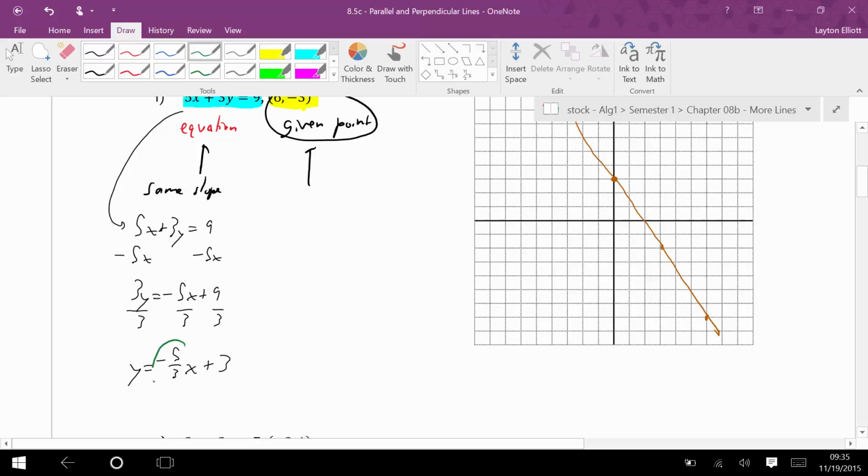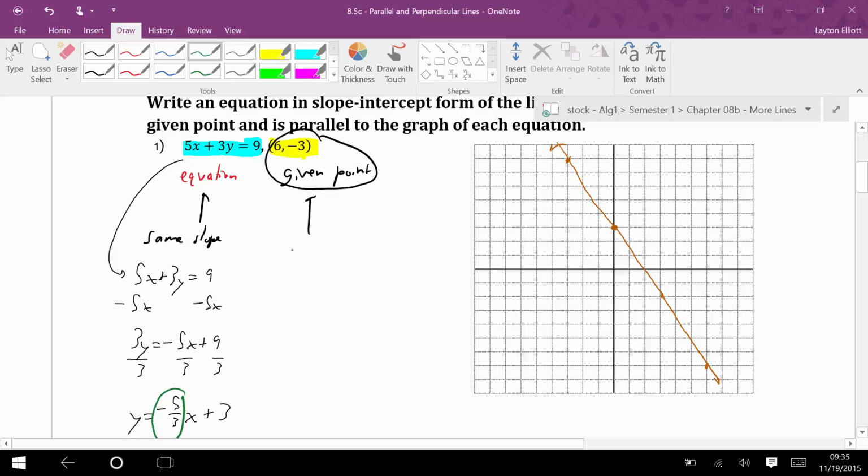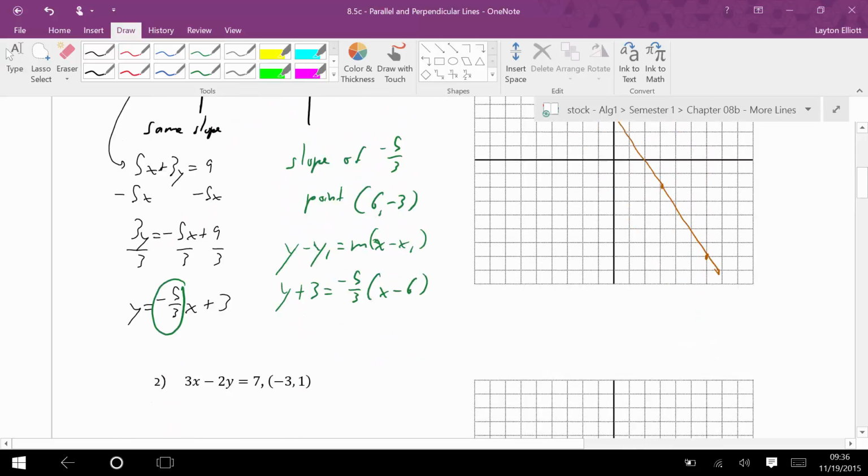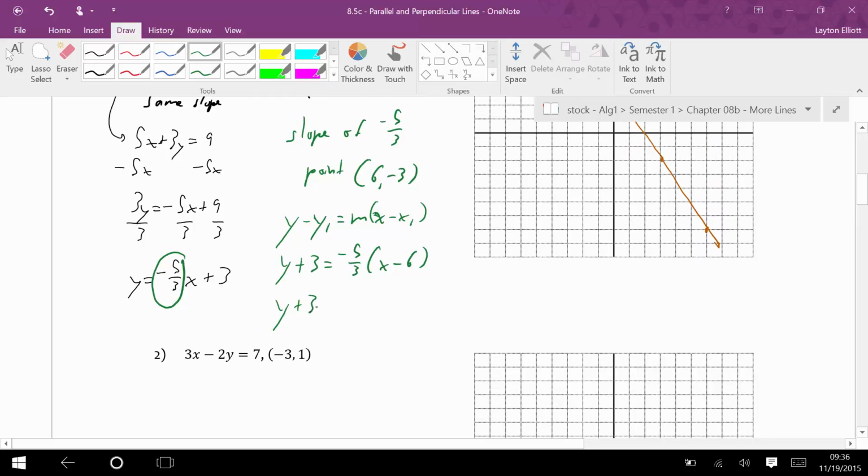So I'm going to steal the slope from this one, steal this point, and basically when I say it's parallel to this line I just drew, I want it to have a slope of negative 5/3 and a point of 6, negative 3. Well, to do point and slope, I need to use point-slope form. So I'm going to go y minus y1 equals slope times x minus x1, or y minus a negative 3, y plus 3 is equal to negative 5/3 x minus 6. It wants it in slope-intercept form, so I'm going to distribute the negative 5/3.